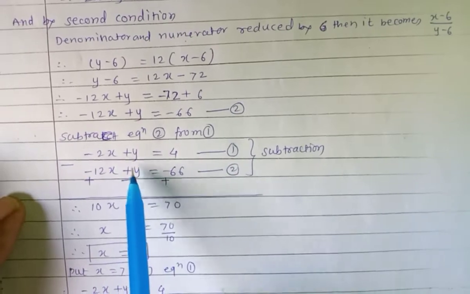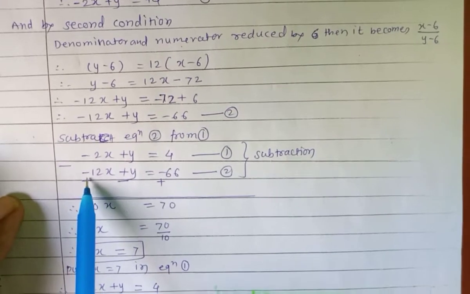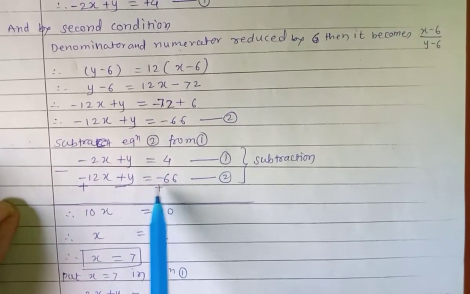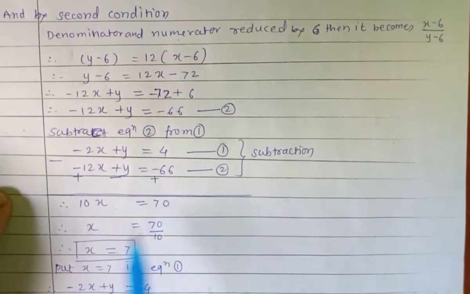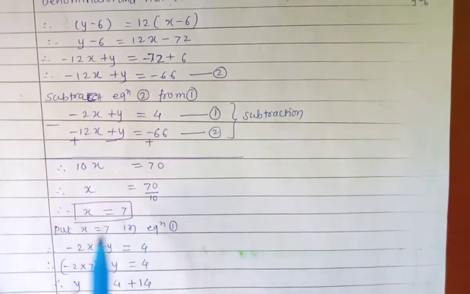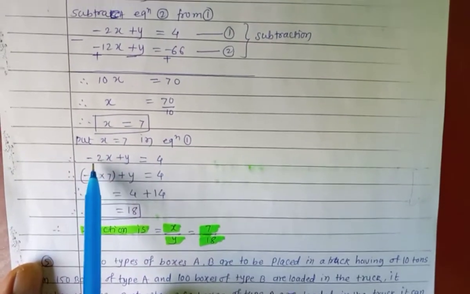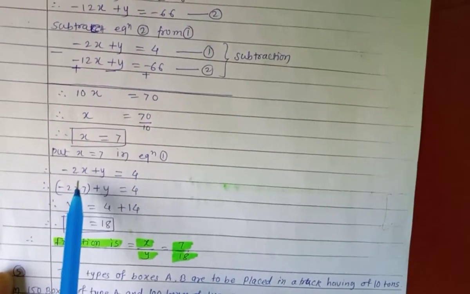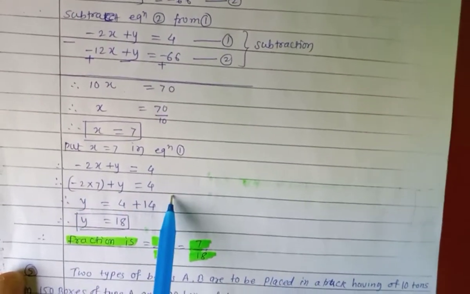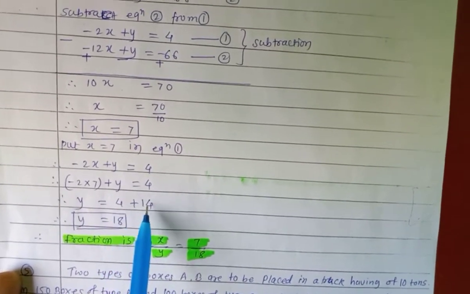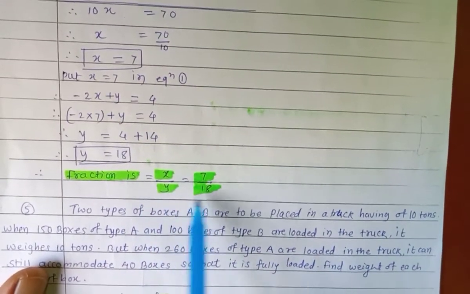Here y has the same sign, so make the subtraction, so we have to change the signs: minus plus minus plus. y gets cancelled, 12x minus 2x is 10x equal to 70, x equal to 70 by 10, therefore x equal to 7. Put x equal to 7 in equation 1. Equation 1 is minus 2x plus y equal to 4. Put x equal to 7 here, 7 into minus 2 is minus 14. Transfer to the RHS, y equal to 4 plus 14, that is 18. Therefore the fraction is x by y, where the value of x is 7 and y is 18.